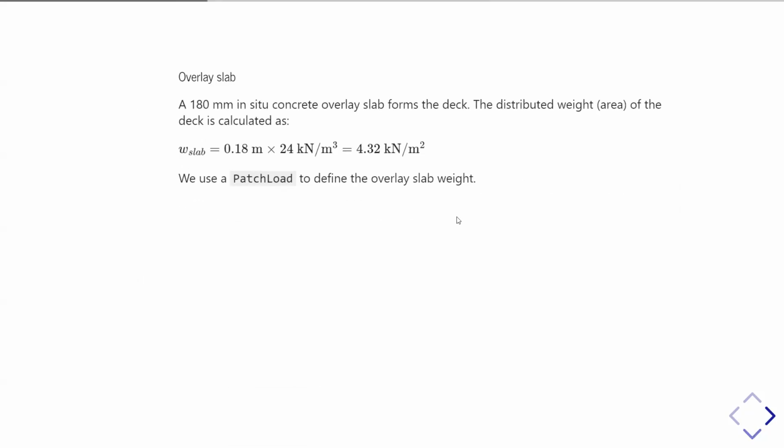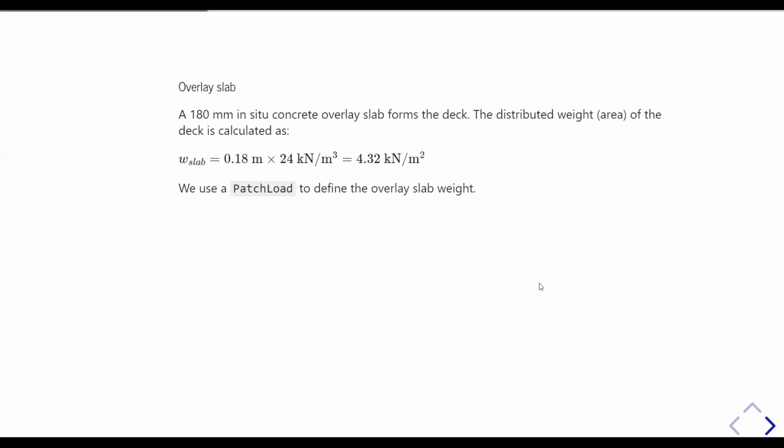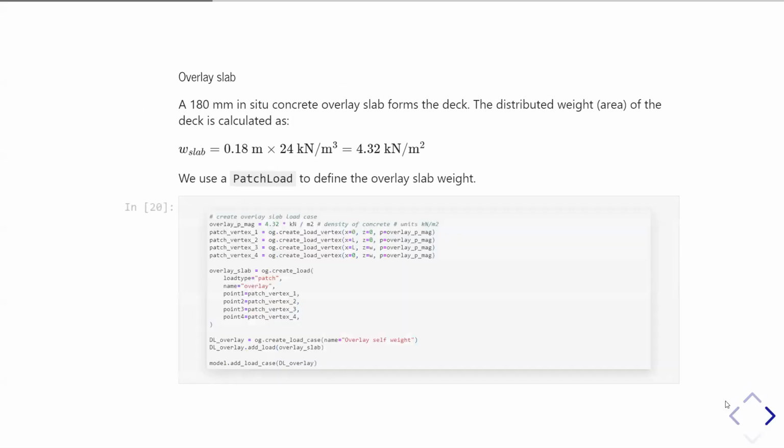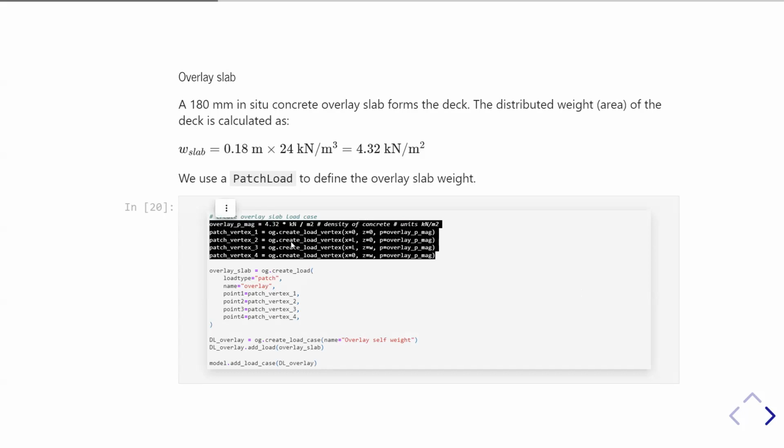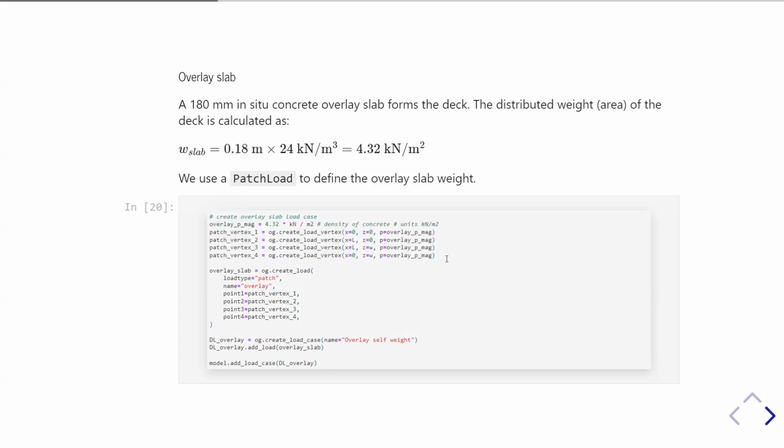Same goes for the overlay slab. Like I said, for this example, we define it as a separate load case. What's different with the overlay slab is this time we use a patch load instead. A patch load is a UDL over an area. A patch load requires 4 vertices. So here we create 4 vertices, and the vertices are really the edges of the grillage model.